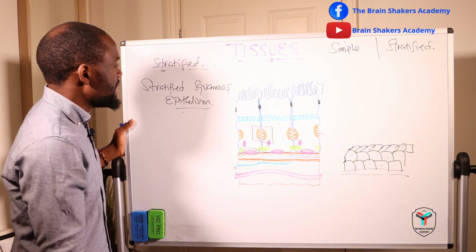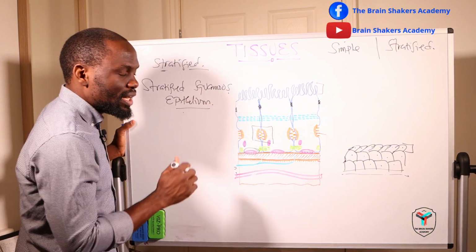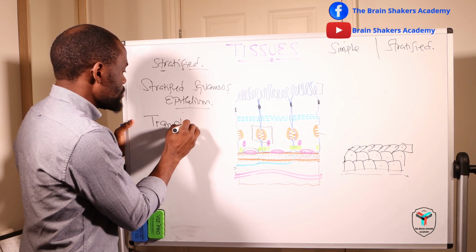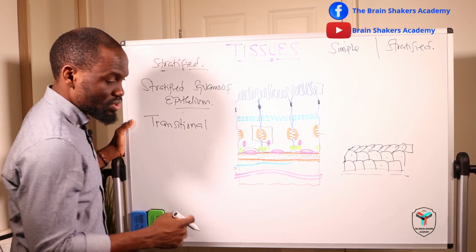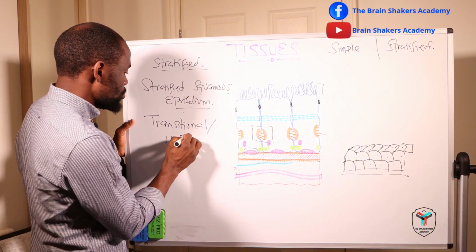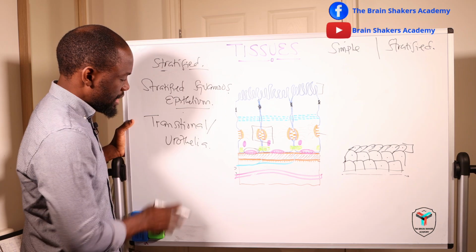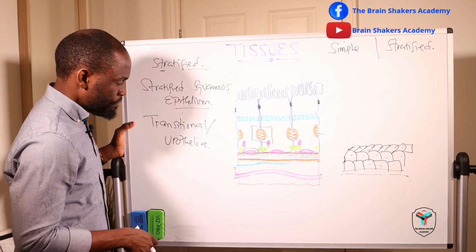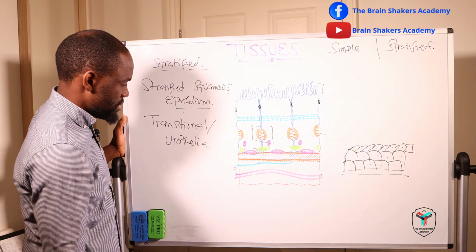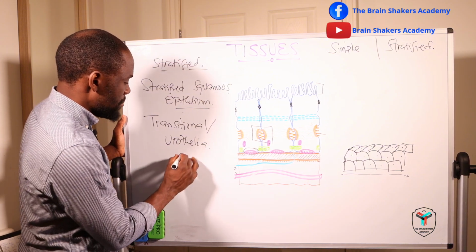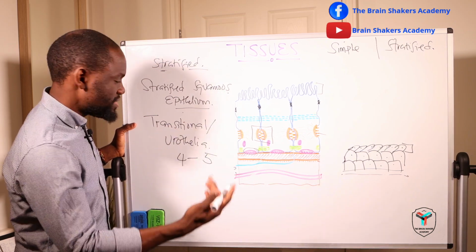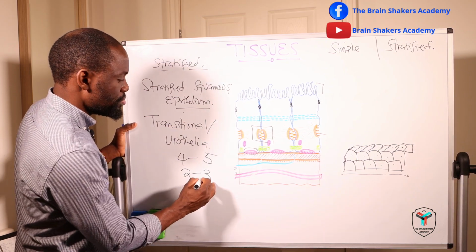Now, from stratified squamous epithelium, you also have another type that we can call the transitional. So transitional epithelia, that is also classified under stratified. It is also called urothelia because you only find it in the bladder. Now, the urothelia or the transitional epithelium, when you're looking at the bladder in a non-distended state, it will appear to have about 4 to 5 layers. But when it is in its distended state, it will appear to have about 2 to 3 layers.